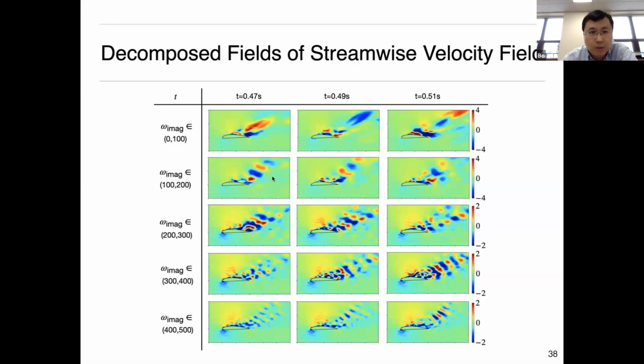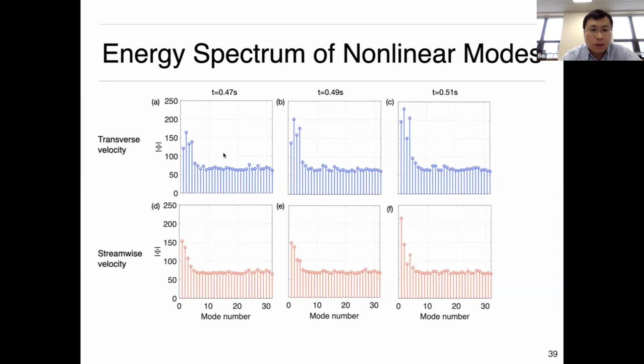Similar conclusions can be drawn for the nonlinear modes of the streamwise velocity field. And it is worth noting that the decomposed nonlinear modes for the streamwise velocity field look very different from their counterpart in the DMD analysis. In this slide, I will show the energy spectrum of the nonlinear modes, which are obtained by ranking the Frobenius norm of the nonlinear modes. Each mode number corresponds to a frequency range, namely 100 Hz of the DMD modes. As is seen, for both transverse and streamwise velocity fields, the first four nonlinear modes are dominant.